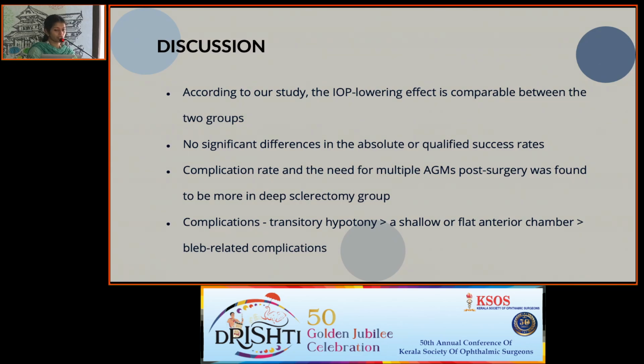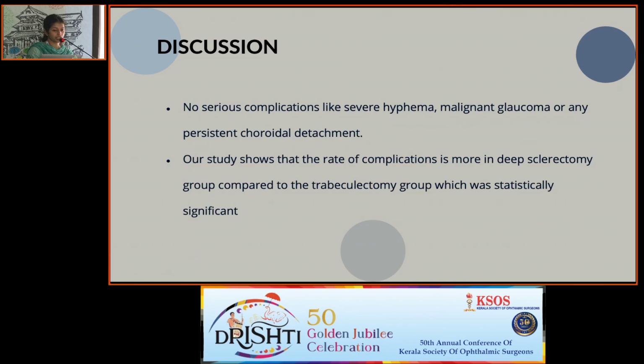No significant differences in the absolute or qualified success rates were noted. Complication rate and the need for multiple AGM post-surgery was found to be more in the deep sclerectomy group. Complications noted were mostly transitory hypertony, then shallow or flat anterior chamber, and then bleb-related complications. No serious complications like severe hyphema, malignant glaucoma, or any persistent choroidal detachment were noted.